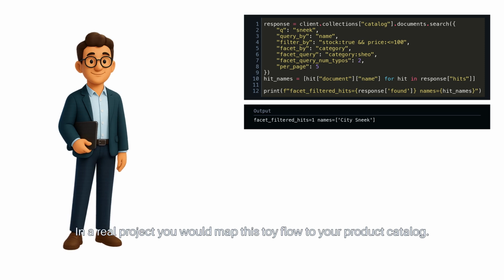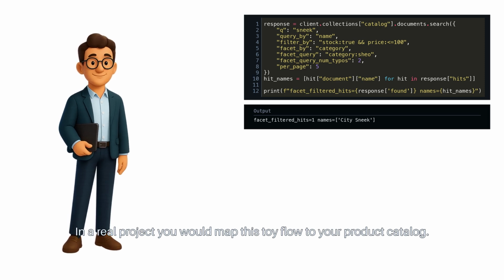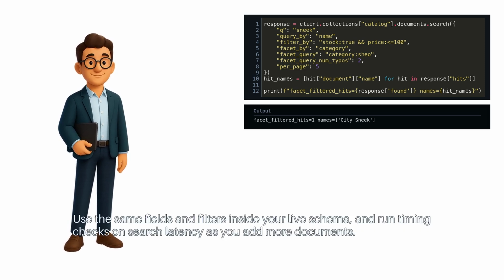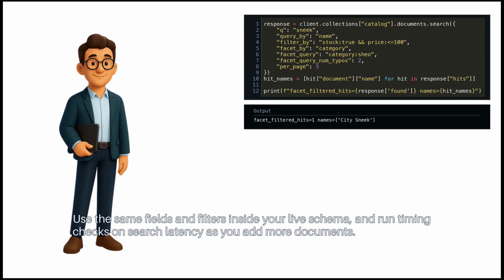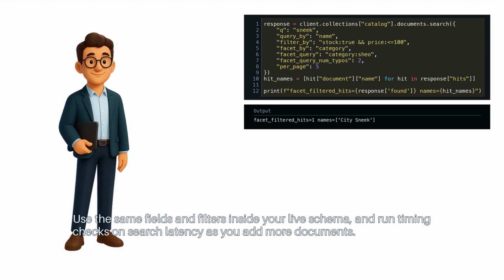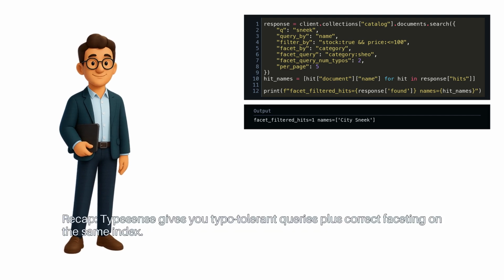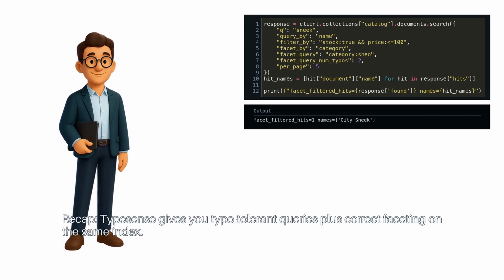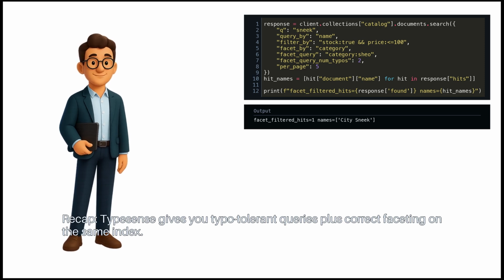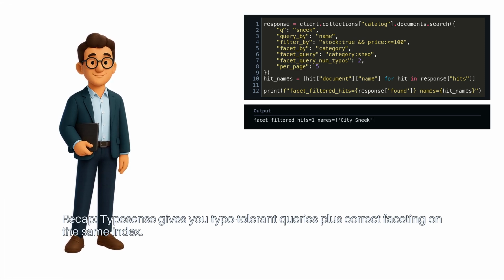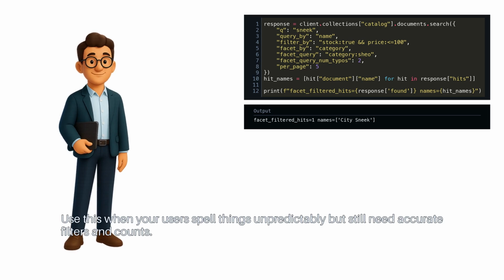In a real project, you would map this toy flow to your product catalog. Use the same fields and filters inside your live schema, and run timing checks on search latency as you add more documents. Recap: Typesense gives you typo-tolerant queries plus correct faceting on the same index. Use this when your users spell things unpredictably but still need accurate filters and counts.